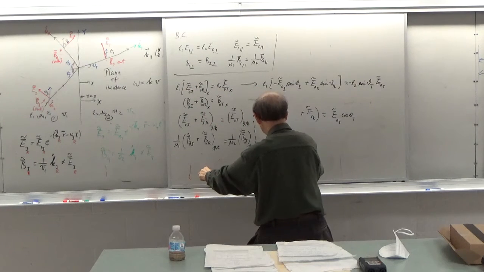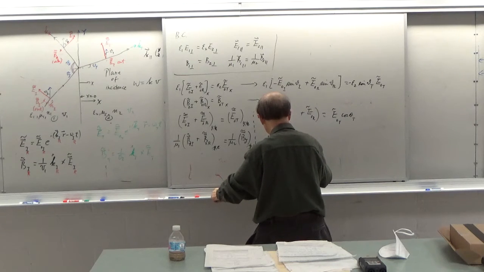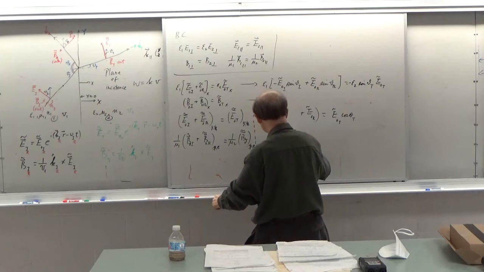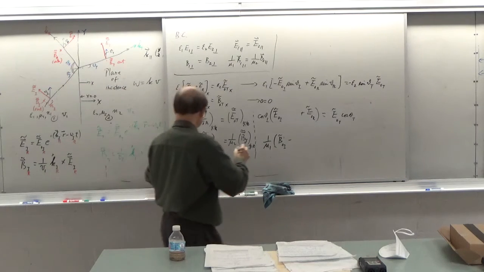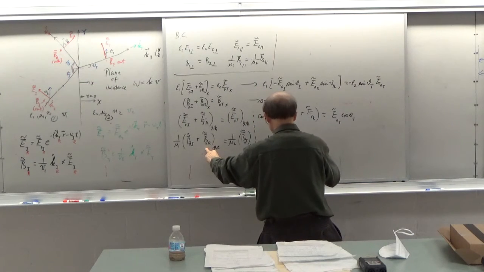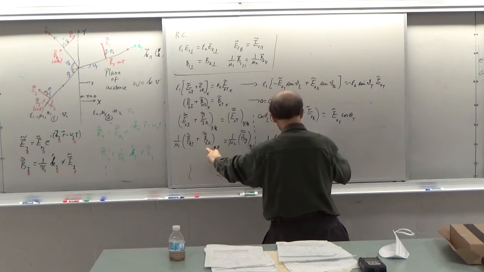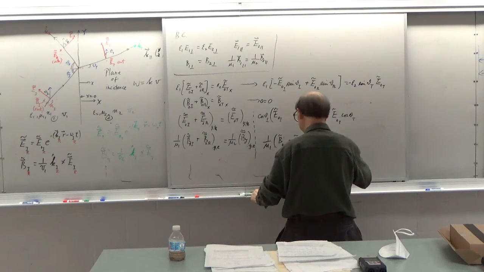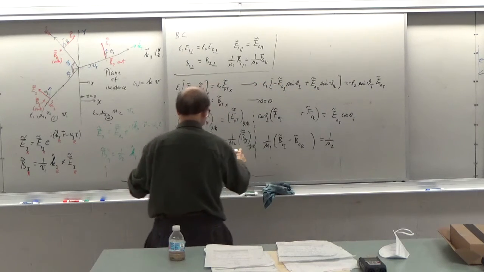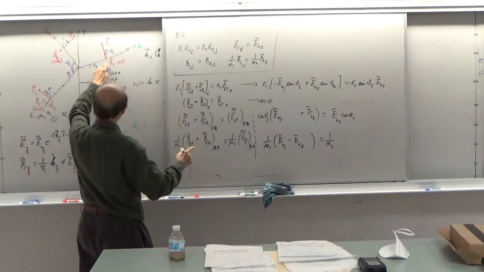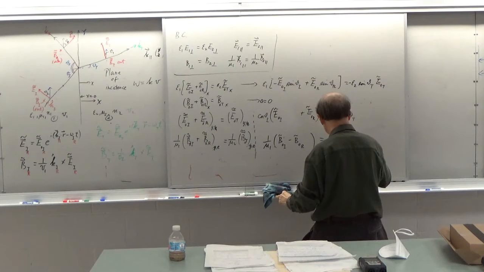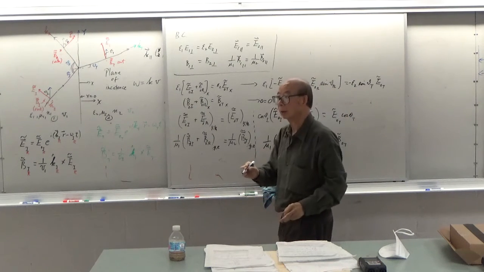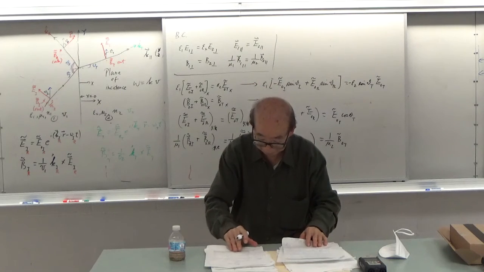So I have 1 over mu 1 B 0 I is plus, but for the reflected beam it is down, so it's minus B 0 R amplitude, and that's equal to 1 over mu 2, and the magnitude B for the transmitted wave is out also, so it's plus B 0 T, correct? And before I solve the equation, let me check with my notes to make sure that I have not missed any factors or things like that.